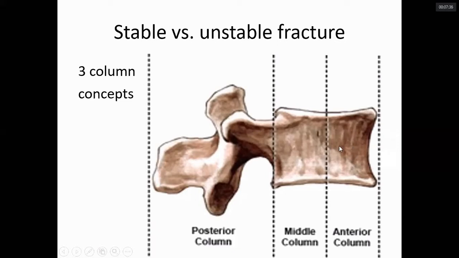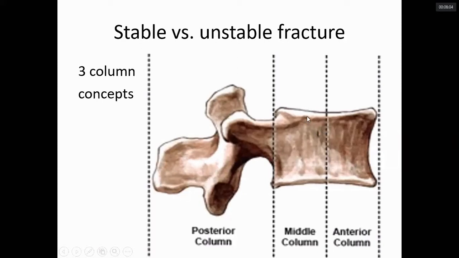The anterior column consists of the anterior longitudinal ligament in front of the vertebra, the anterior half of the vertebra, and in between the vertebrae, this is one vertebra, suppose there is another vertebra below. So in between the two vertebrae there is an intervertebral disc. So the anterior half of the intervertebral disc, this is the anterior column.